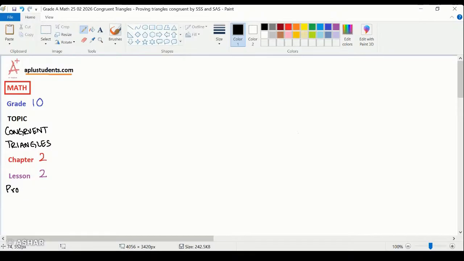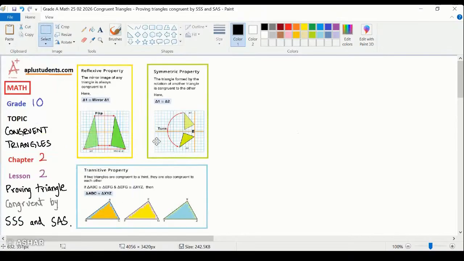Proving triangles congruent by side, side, side, and side angle side property. So let's go to the chapter. Before starting this, let's look at these three properties.